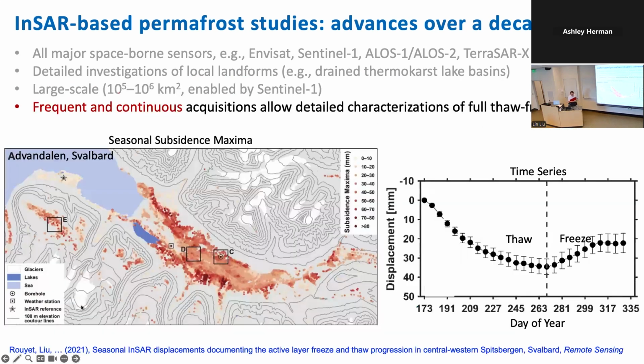Now we also have frequent and continuous acquisition. This is an example using the German TerraSAR-X sensor. The repeat cycle is 11 days. This looks at Svalbard, Advent Island, Longyearbyen somewhere over here, and there's a borehole over here. It shows a time series of the InSAR measured subsidence followed by an uplift. You can see we have very regular 11-day apart measurements, much better than what I had, only 3 points a summer.